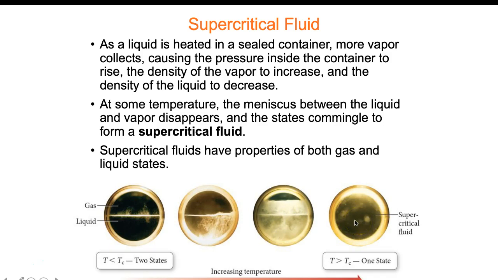Now, we're not measuring the pressure, but you see the container walls. Since the container can't get any bigger, the more pressure we make, the higher the pressure is above both the liquid and the gas. And so that line between gas and liquid disappears.